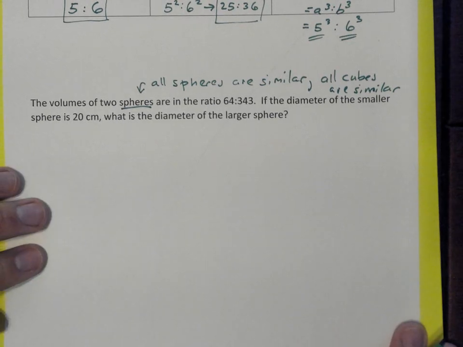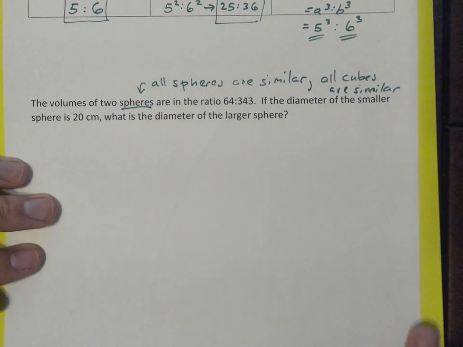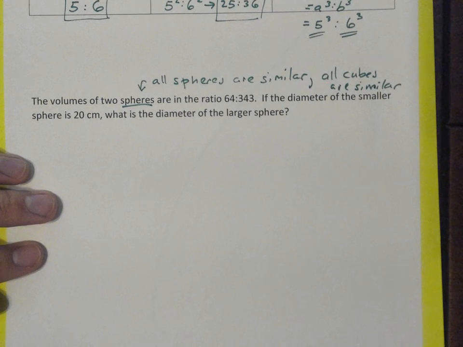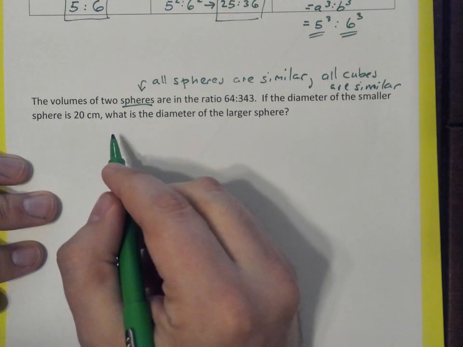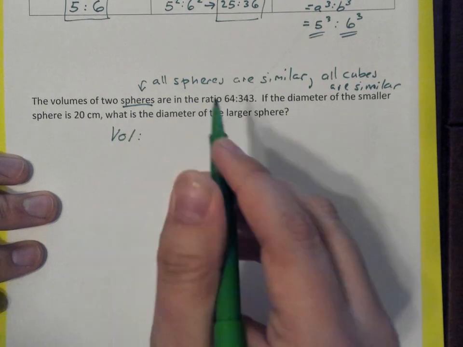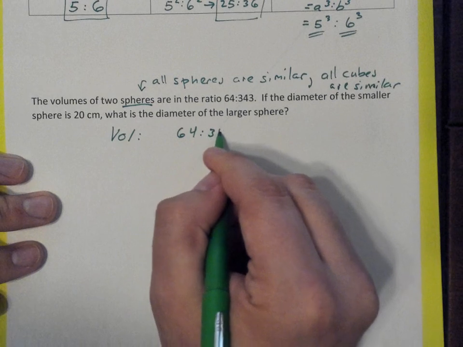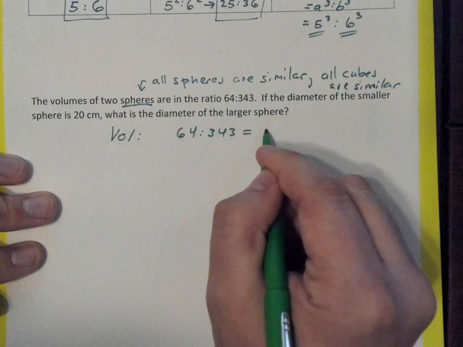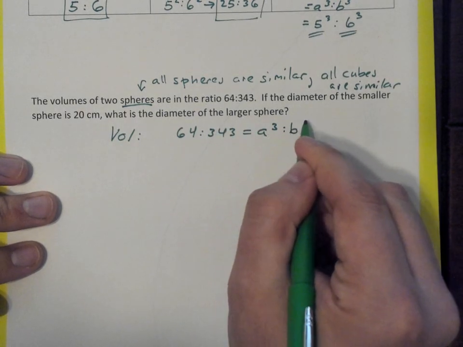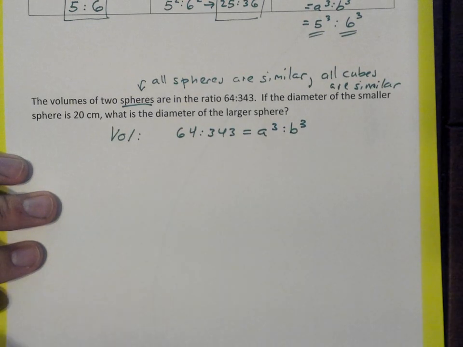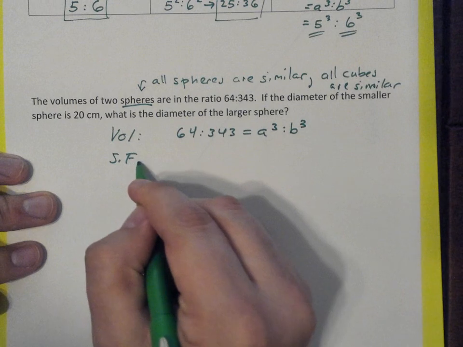All right, so the volumes are in the ratio of 64 to 343. The diameter of the smaller sphere is 20 centimeters. We want the diameter of the larger sphere. So first off, let's figure this out. The volumes are in the ratio of 64 to 343. Well, if this is volume, then I know that this is a cubed to b cubed because it's volume. So then it's a matter of saying, okay, well, what is the scale factor? What is a to b?